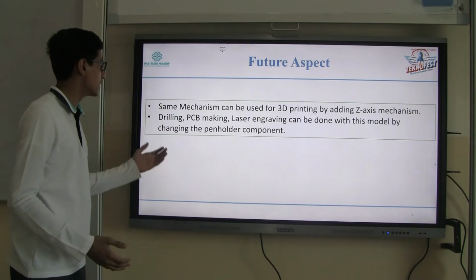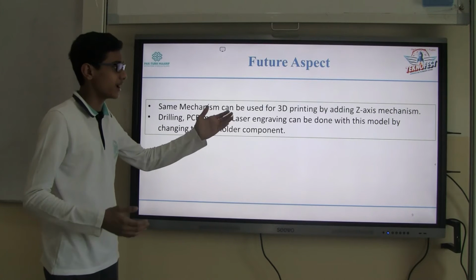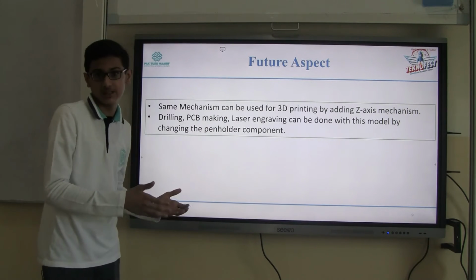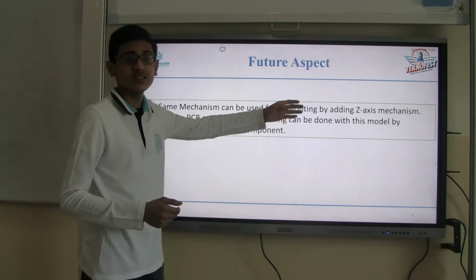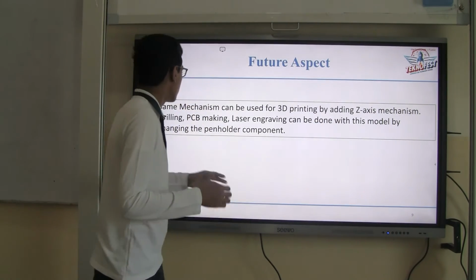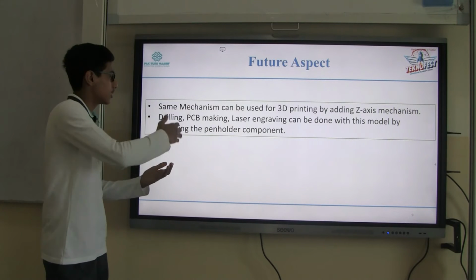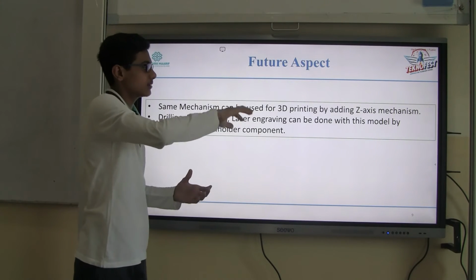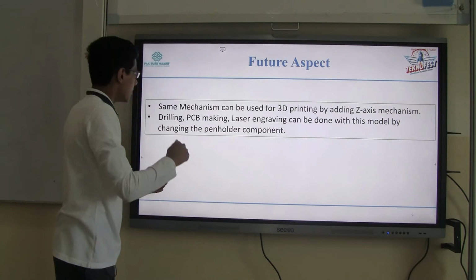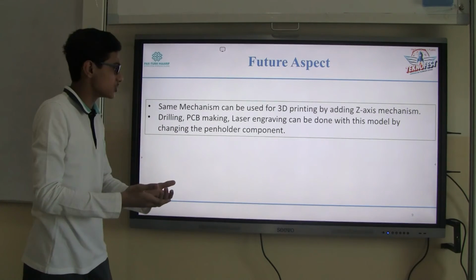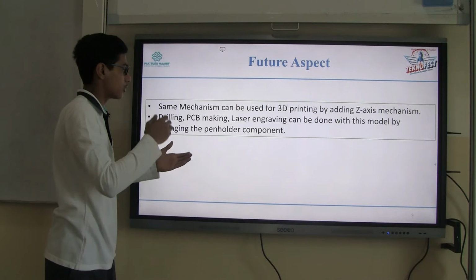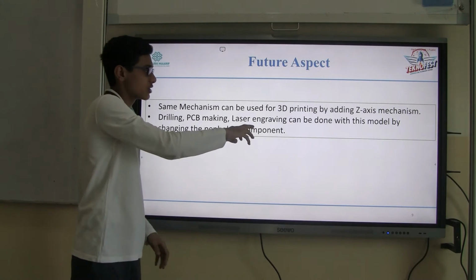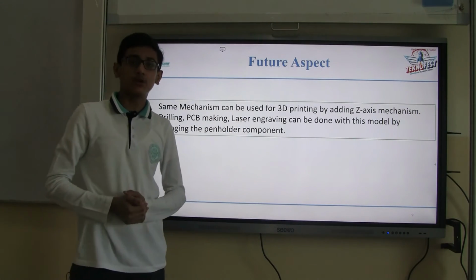My next step would be to make a 3D printer by adding a Z-axis mechanism, whereas now we are making a 2D CNC XY plotter with Y-axis and X-axis mechanisms. We can do other things with this CNC XY plotter by changing the pen holder component. We can do drilling, PCB making, and laser engraving, only by changing the pen holder component.